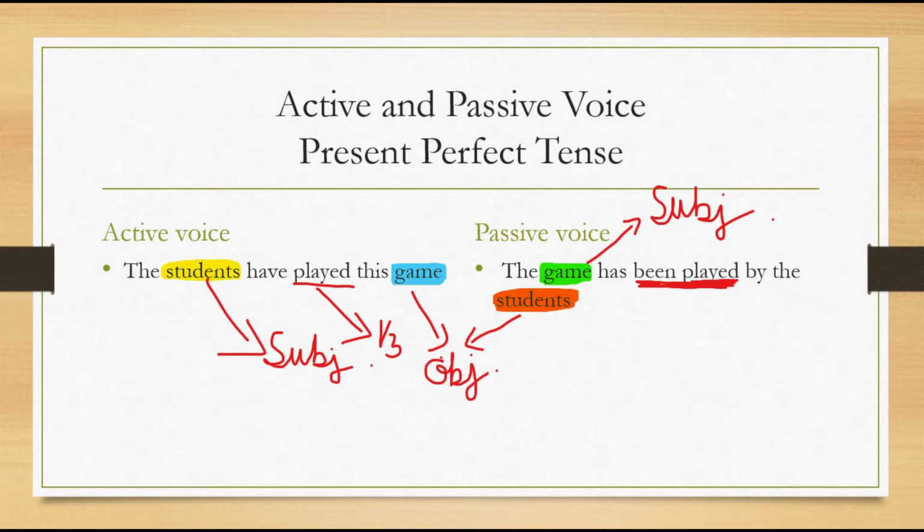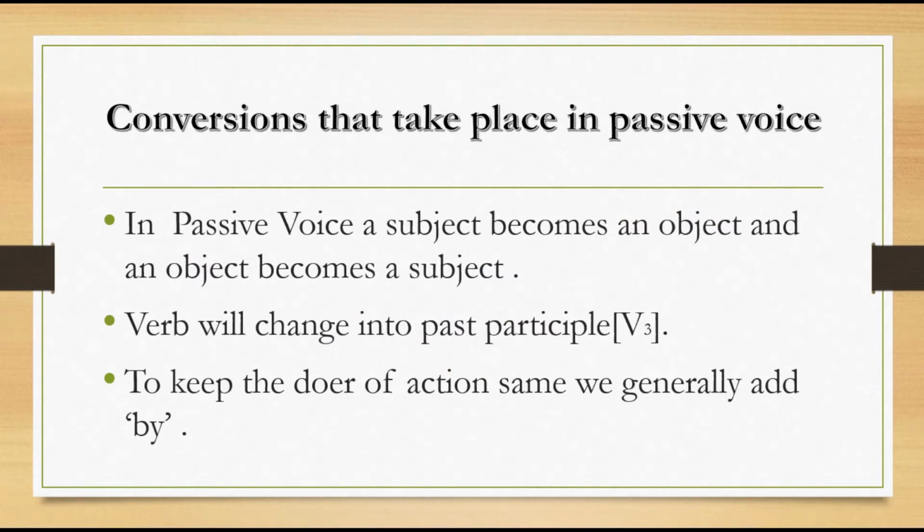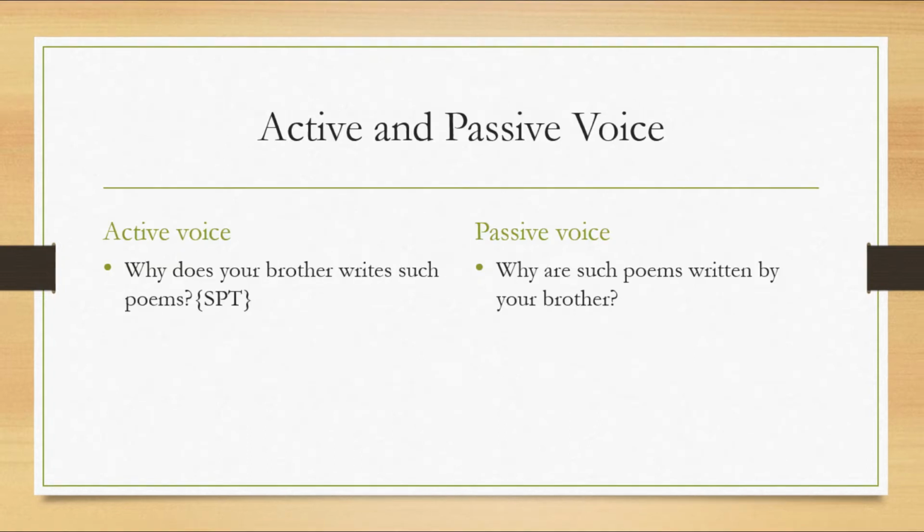So you have to remember these small things. So we have this game has been played by the students. I have followed the same rule. I have made the subject into the object and the object into the subject, by the students. The new subject, this game, takes has because it is one game. So remember, when you are changing subject into object and object into subject, the verb has to agree with the new subject. Alright students? Now what happens in questions?